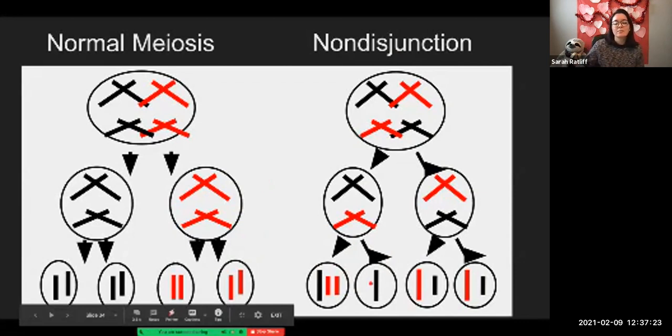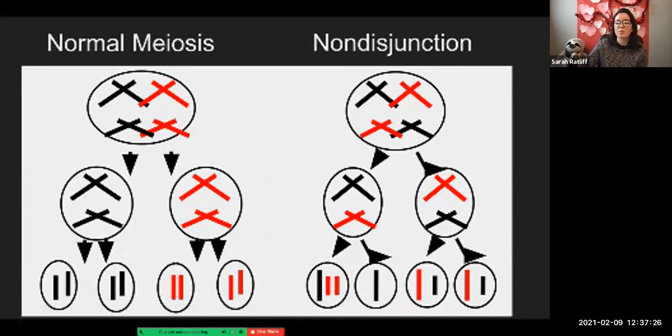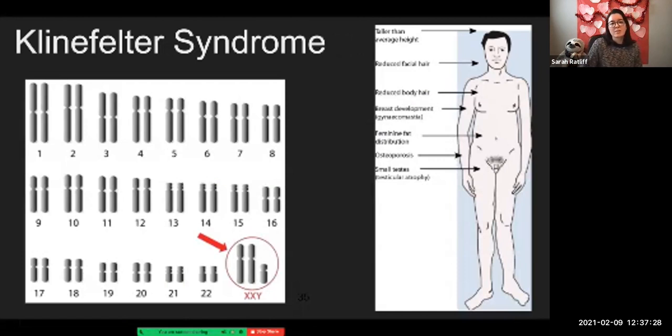Mistakes happen. This can lead to some chromosomal disorders. For example, if this happens on the sex chromosome, an X or a Y, you can get something called Klinefelter syndrome, where a person has 2 X and a Y. They have 3 sex chromosomes. They will display attributes and traits of both males and females. Kind of interesting.